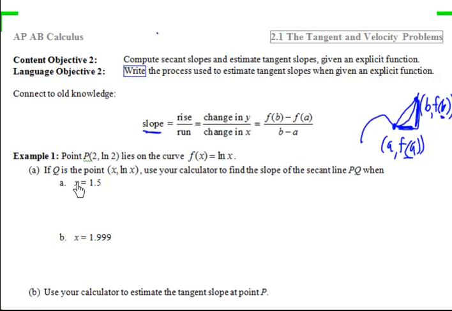So in example 1, we're given one of our points, which is 2, ln of 2. So we'd be looking at a log natural graph, and we'd have a point 2, ln of 2. And then we're going to create another point Q, and then use our calculator to find the slope of the secant line. So in this particular one, part A, we have a point Q that has an x coordinate of 1.5.